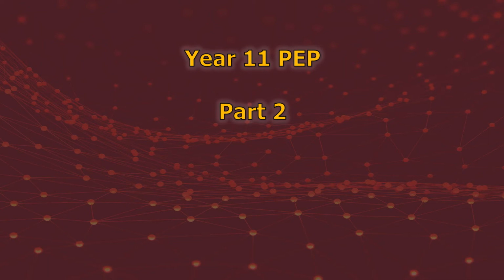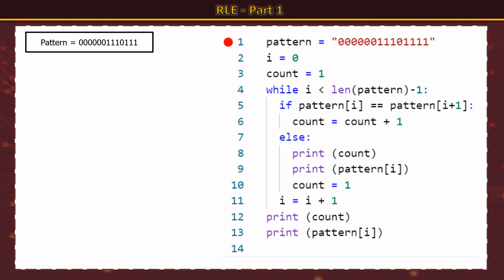This is the Year 11 Computer Science PEP Part 2. In your exam, you might be asked about RLE, so I'm going to step through the code to ensure that you are ready. On line 1, the variable pattern is assigned a value.